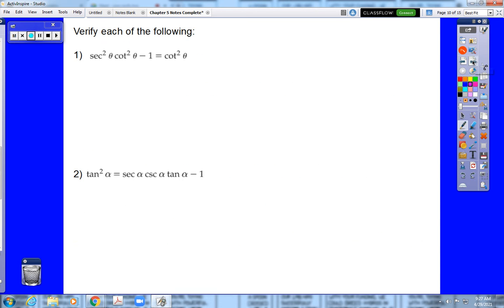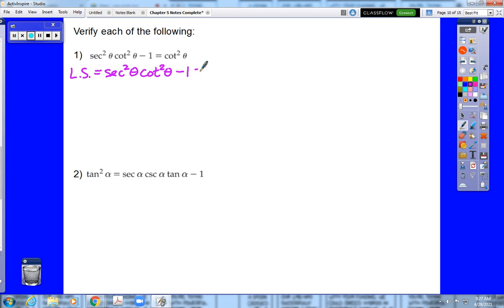So here's the next one. We're going to verify these examples here. Again, we need to decide which side is more complicated. The left side of number 1 is definitely more complicated, so we start there. Secant squared times cotangent squared minus 1. When I look at that, the first thing I notice is that I probably am going to have to turn everything into sine and cosine right off the bat.